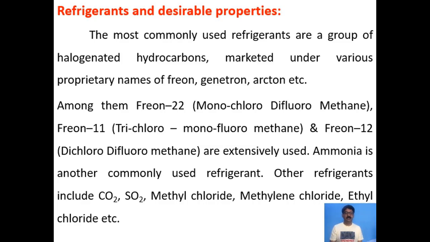Among them, Freon 22, which is nothing but monochlorodifluoromethane, and Freon 11, which is nothing but trichloromonofluoromethane, and Freon 12, which is dichlorodifluoromethane. So they are the most extensively used refrigerants. One more refrigerant which is commonly used is ammonia, and in addition to that you can also use CO2, SO2, methyl chloride, methylene chloride, ethyl chloride, etc. So these are some of the refrigerants commonly used in the various refrigerators.